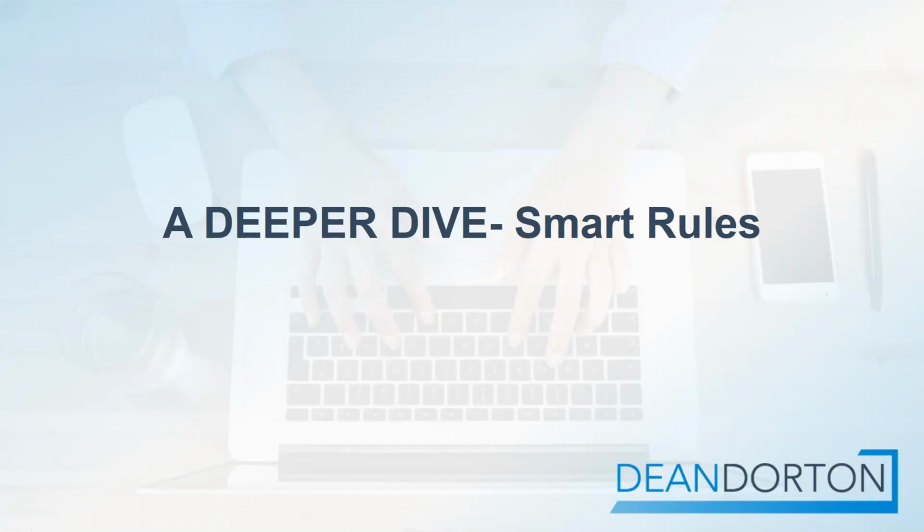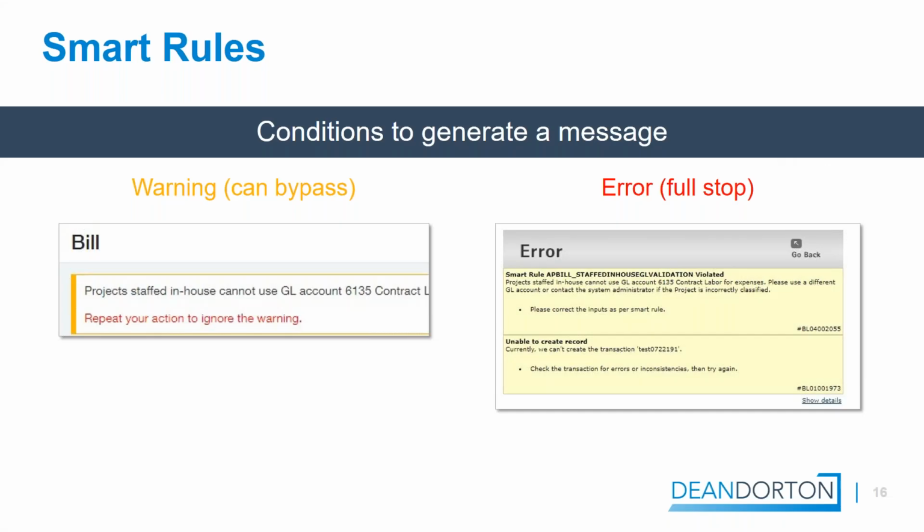Okay, now we're going to do a deeper dive into smart rules. After we get through this section, there's going to be the first bit of demo. So smart rules are conditions to generate an error message, and you have examples of what that can look like in the screenshot here. So in the left side of the slide, we see a warning. The user can bypass that.